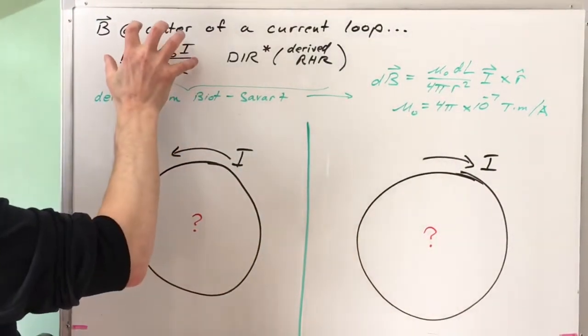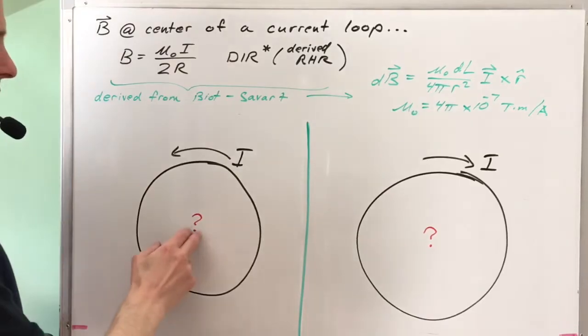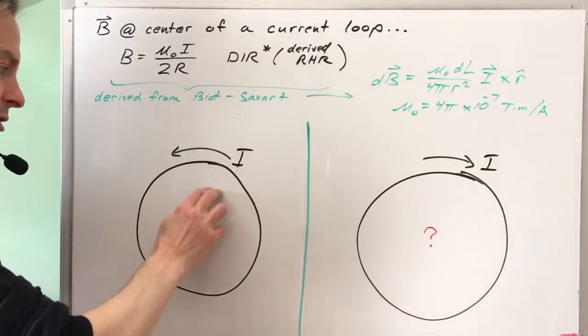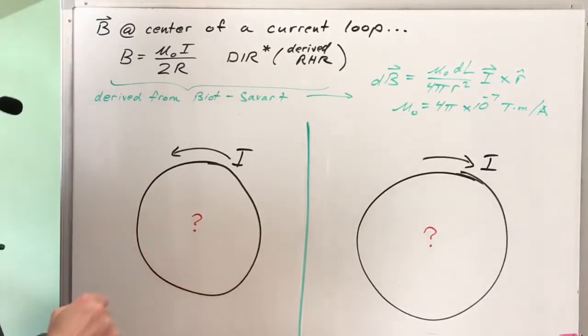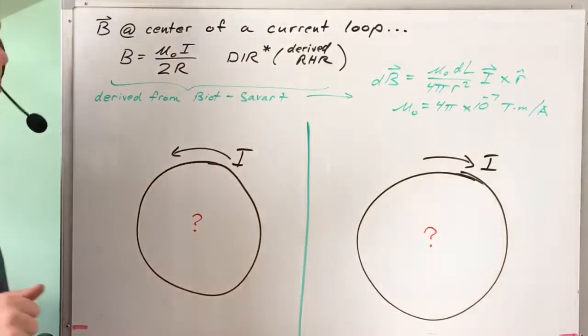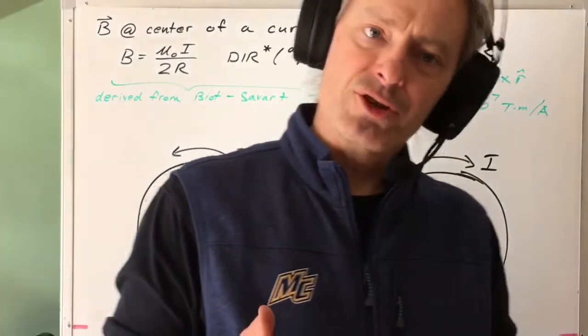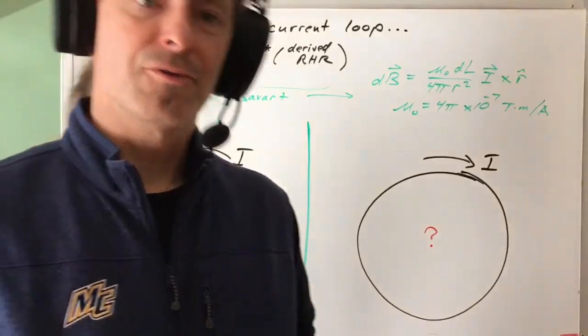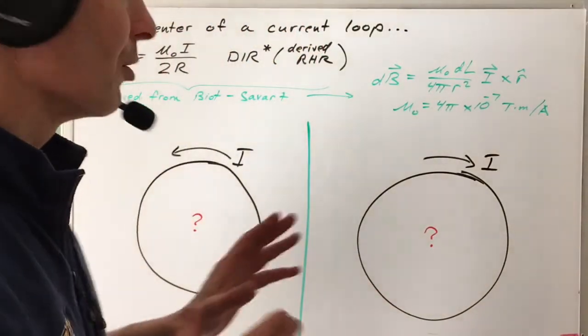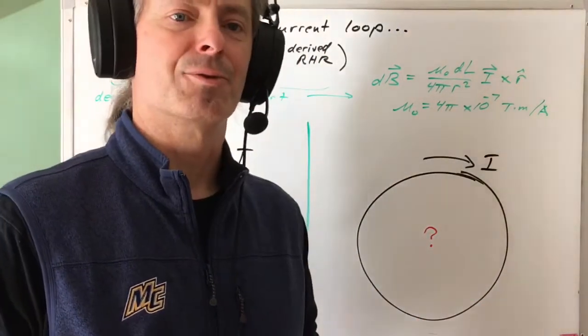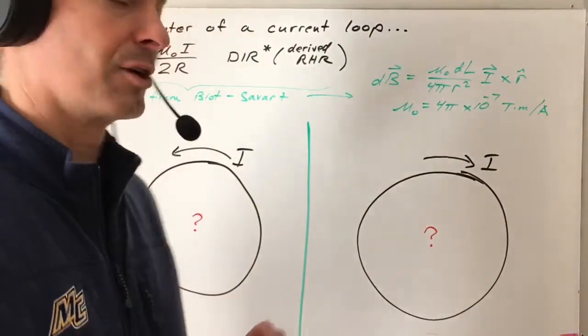That gives you the magnitude of the magnetic field at the center of the loop, and it's only the center of the loop. It's not here, here, here. It's at the center of the loop. The direction we can find through either a special derived right-hand rule for current loops, or we could go back to the derived right-hand rule for the magnetic field due to a current segment.